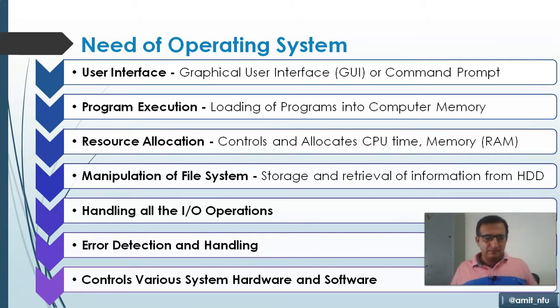So the next point is linked to this: error detection and handling. It sees what kind of error has occurred, conveys it to the user, and also suggests that this thing may be the reason for this particular problem, so you can resolve it by following the procedure. So it also controls various hardware and software, as I already told you, application software as well as peripheral devices.